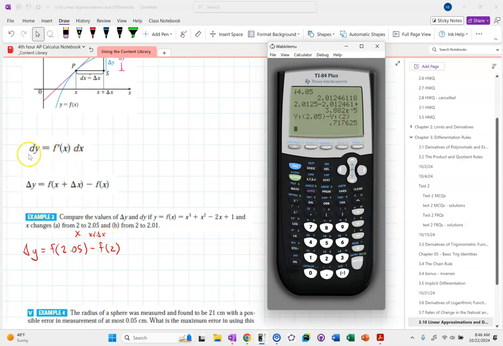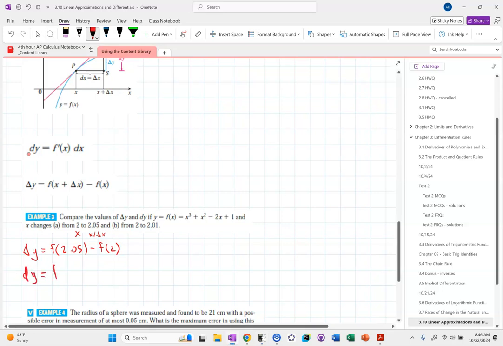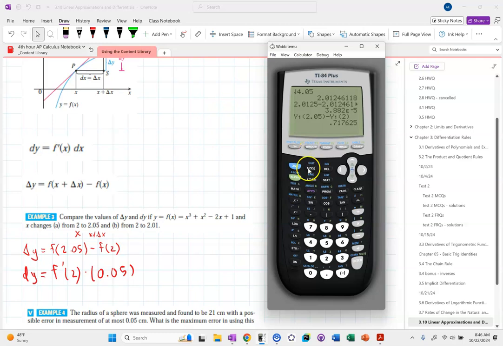And then to do my dy, that's just going to be f prime at the start times the change in x, so the delta x, which is 0.05. And this I can also do on my calculator. So remember, to do a derivative evaluated at a value, your calculator can do this.